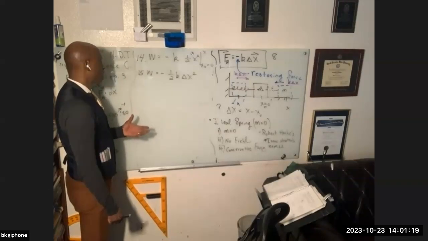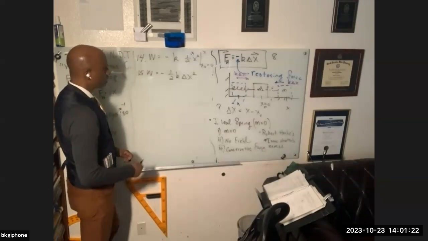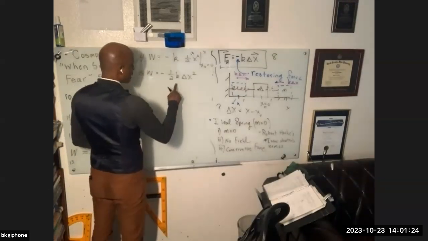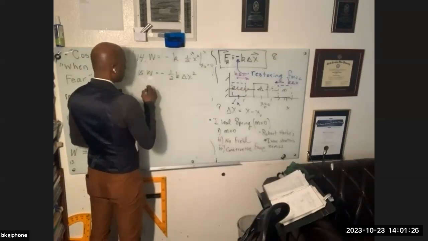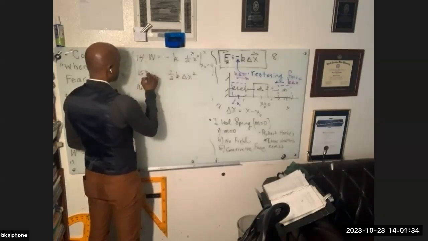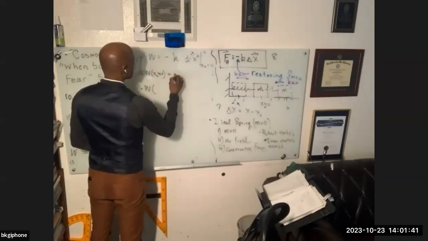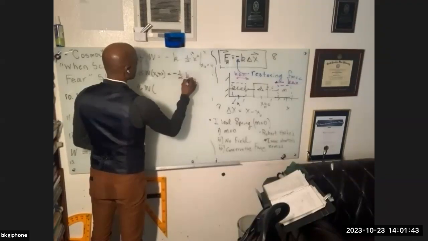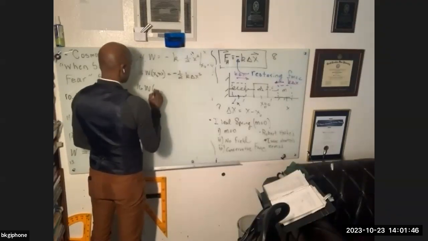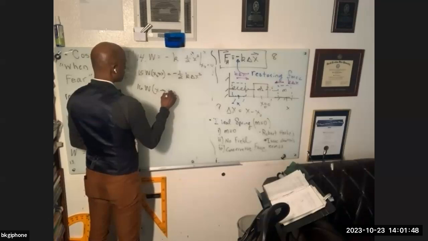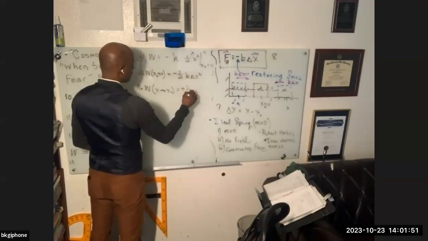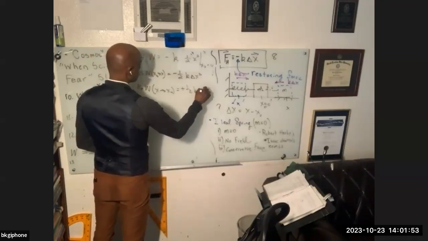So yeah, I guess the point I'm trying to make is that when I'm going from x naught to x, I get negative energy. So this is work done when I go from x naught to x equals a negative 1/2 k delta x squared. When I go from x to x naught, I'm going to get a positive 1/2 k delta x squared.